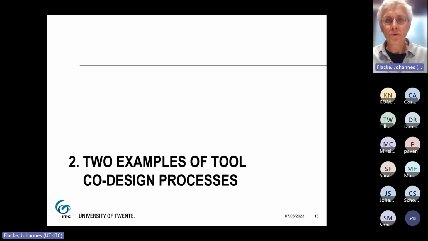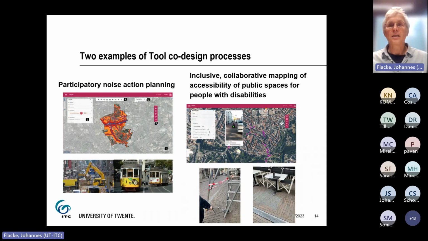I'd like to present two examples of different co-design processes, very much in the line of what I just said, that not every co-design process is the same. There are different ways of designing tools together with stakeholders, and I'd like to present two different examples.